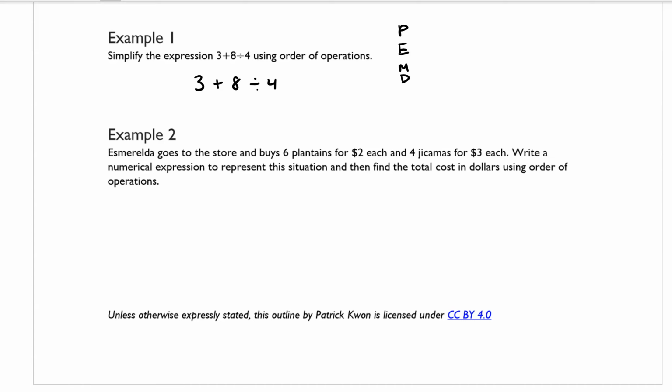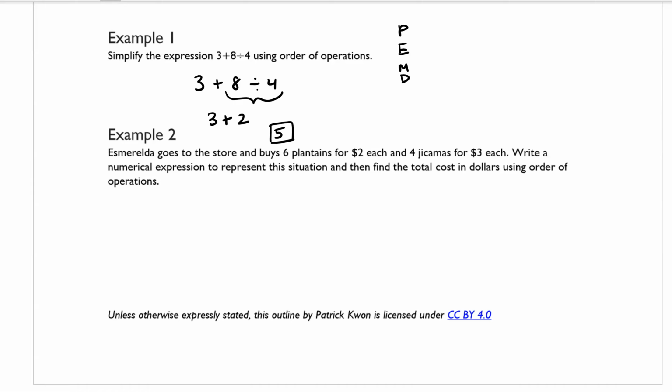So now we're going to do 8 divided by 4. So we'll have 3 plus 2. Now, there's only one operation left, which is addition, so we can go ahead and simplify that to get 5. 3 plus 2 is 5, so our final answer is 5.